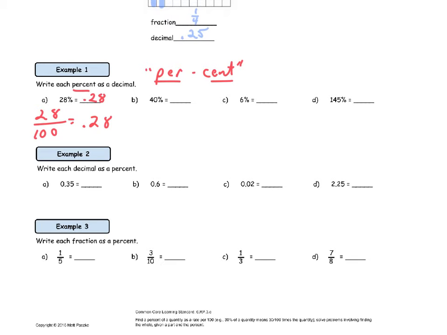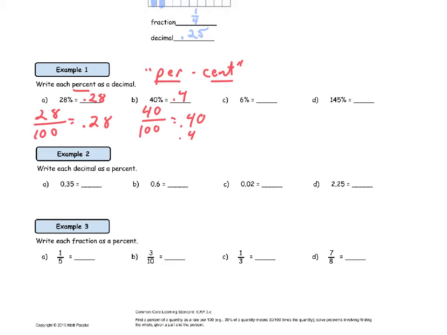Let's continue. 40%. You see it, you say it, you write it. 40 per cent. That is equal to 40 hundredths or 0.4. They're the same thing. 4 tenths or 40 hundredths are the same thing.